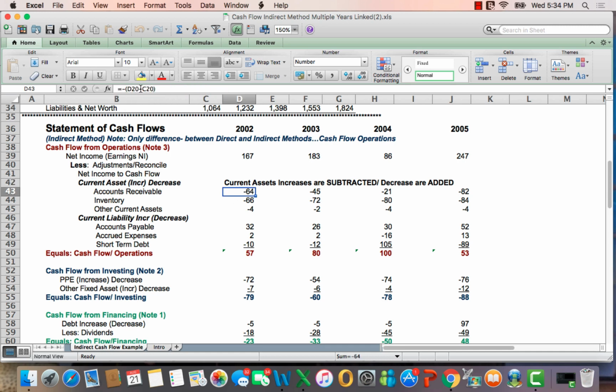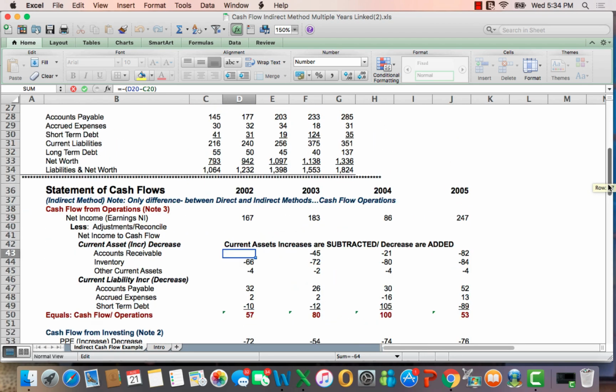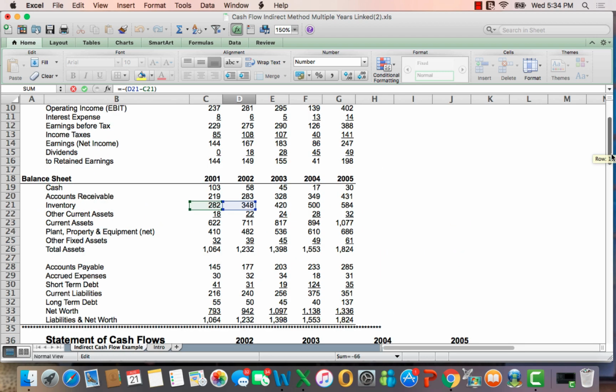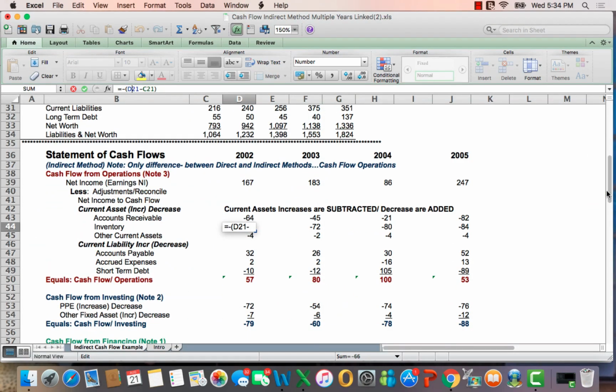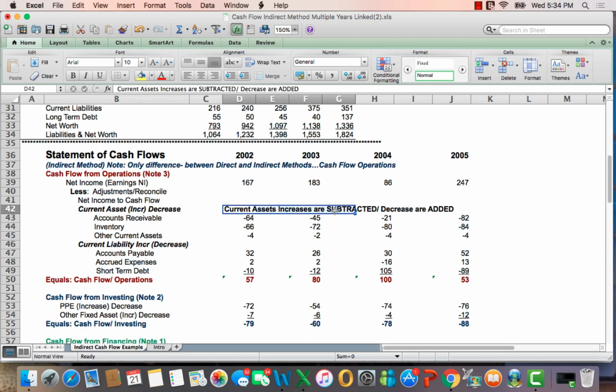Accounts receivable, if I click on the cell and I slide up to the top, we see that accounts receivable increased. And in the spreadsheet, that is a deduction. If I click on inventory and I slide up, inventory increased, that is a deduction. So you have to follow the rules here. Current assets, if there's a decrease, it's added. If there's an increase, it gets subtracted. I've also written it up here.